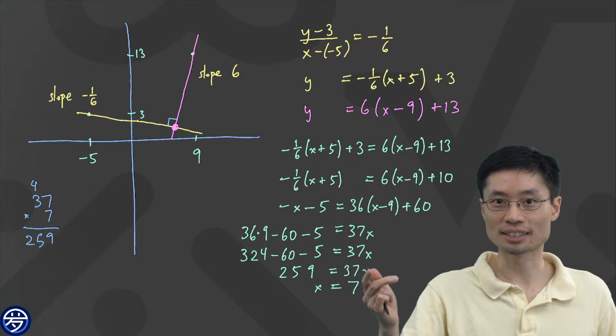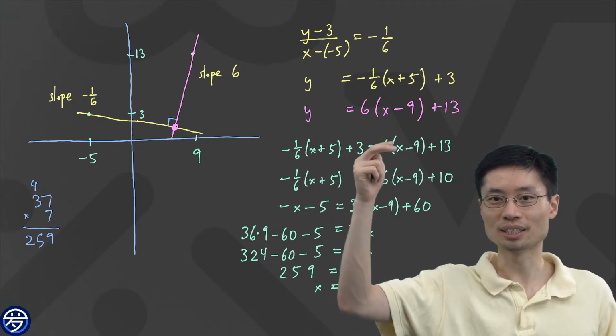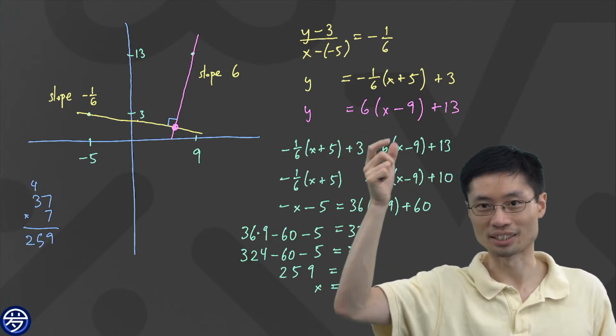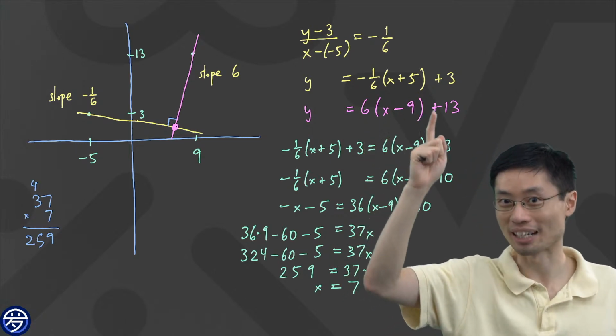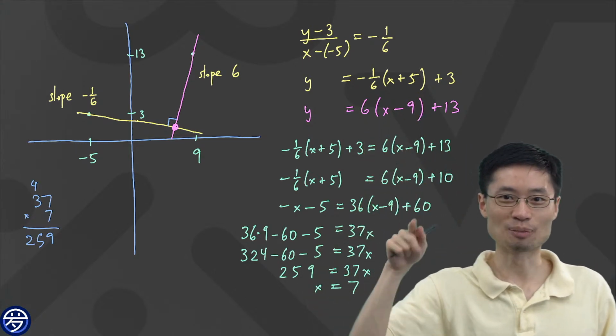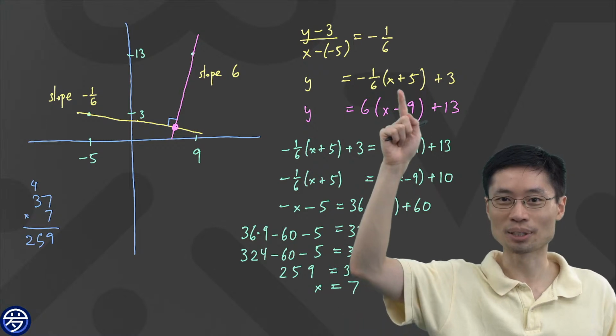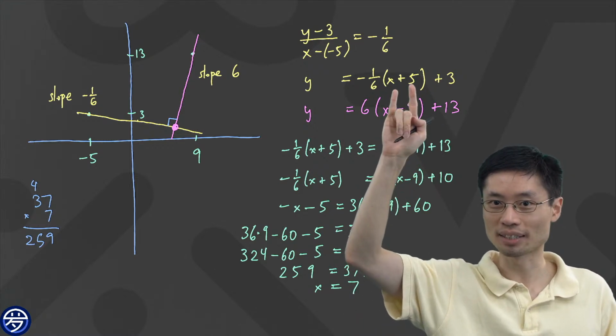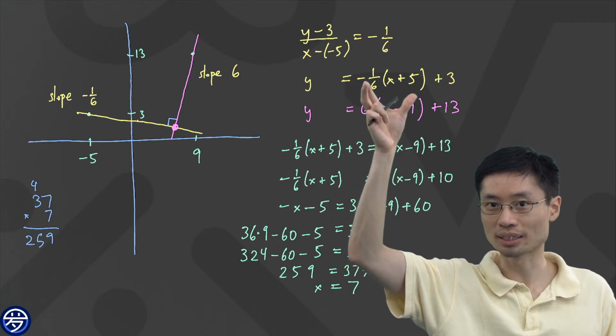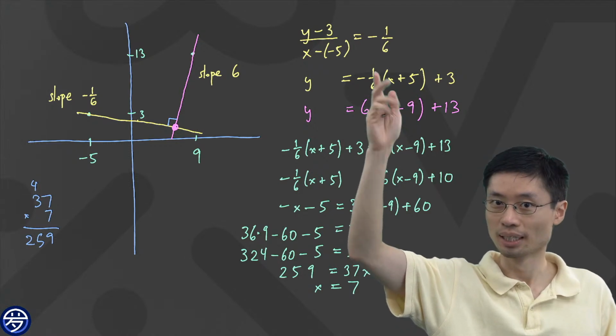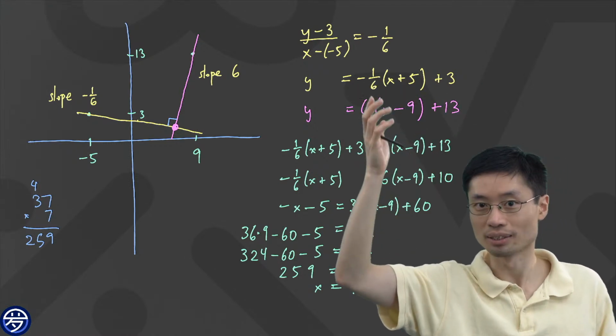Okay, so if x is 7, let's go figure it out. Which of these equations do you like better? I don't like fractions, so let's go over here. Oh no, I do like fractions. The reason I like fractions now is because I saw what would happen. 7 plus 5 is 12, right? So if I put a 7 there, I get 12. Minus 1/6 of 12 is minus 2. 3 minus 2 is 1, so y equals 1.